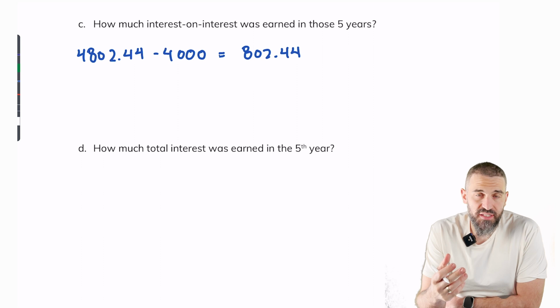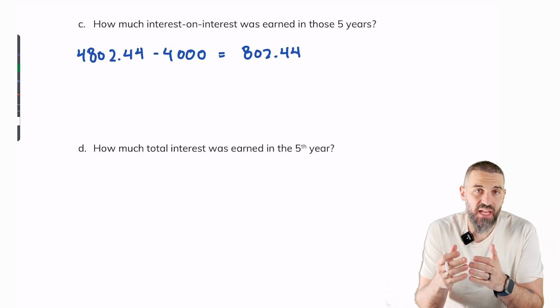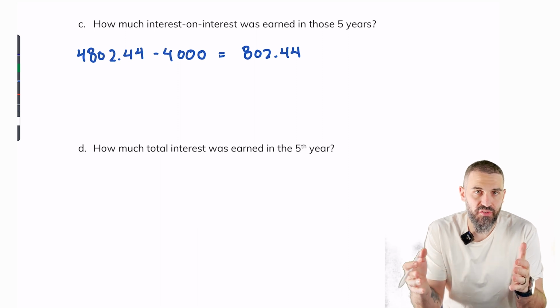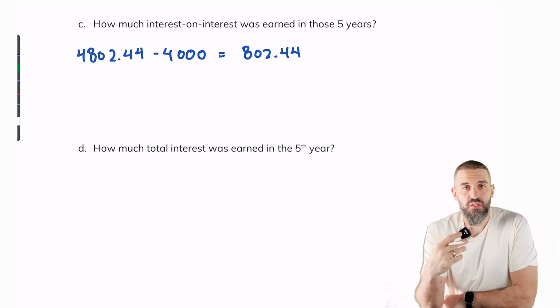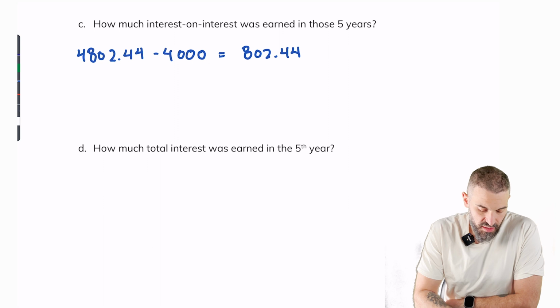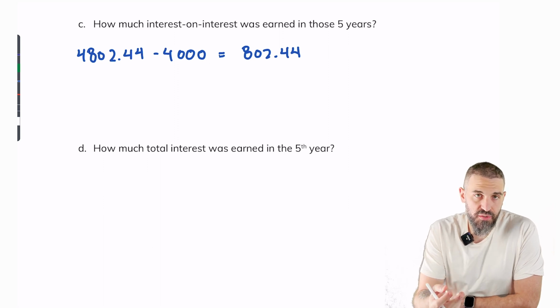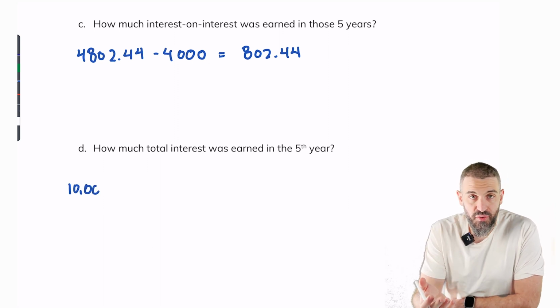In the last question, you're asked how much interest was earned specifically in the 5th year. Now this isn't the same as being asked how much interest was earned in the 5 years. This is just in the 5th year. So the way to do this is to find your future value after 4 years and compare that to the future value after 5 years.